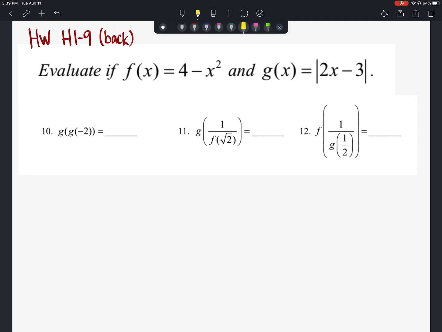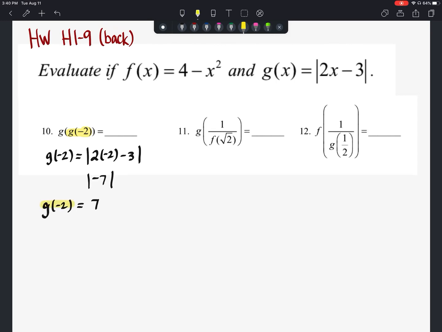I'm going to start out by figuring out what this inside portion is, the g of negative 2. We'll say g of negative 2 is going to equal the absolute value of 2 times negative 2 minus 3. 2 times negative 2 is negative 4, minus 3 is negative 7. So we have the absolute value of negative 7, which is 7. So g of negative 2 equals 7.